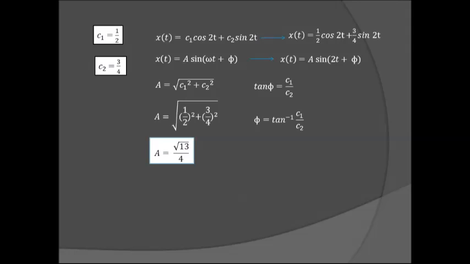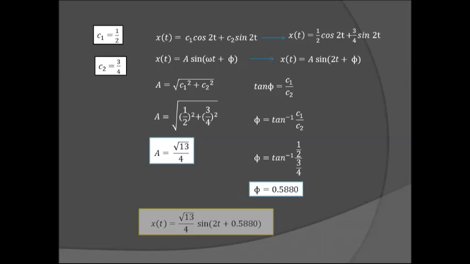First, we will transform this equation so that we can easily compute this. So we have φ is equal to arctan of c₁ over c₂. Then substitute the values, and we get φ is equal to 0.5880. Since we have the amplitude and φ, we can now get the equation of motion. x(t) is equal to the square root of 13 over 4, which is our A, times sin of the quantity 2t plus 0.5880.